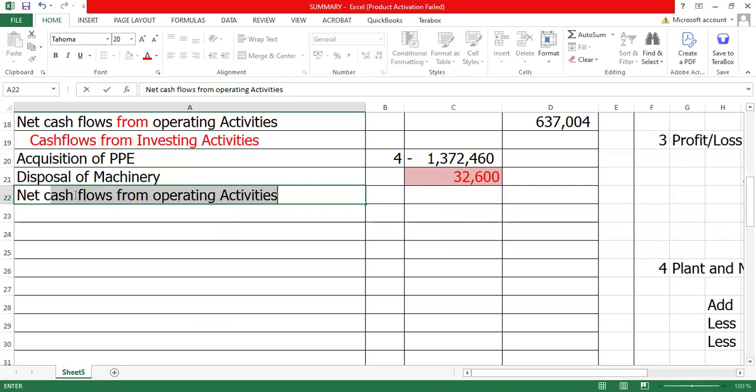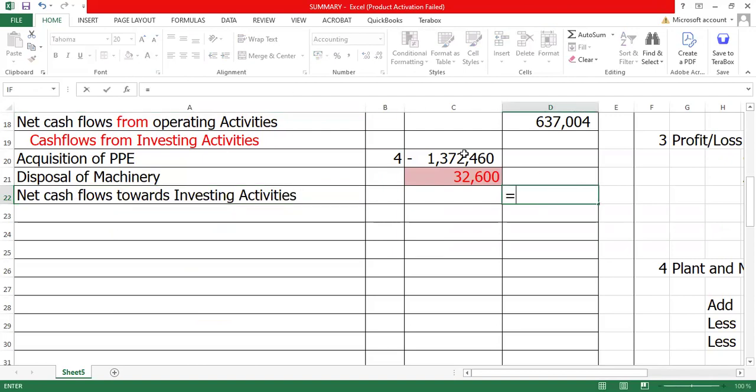What is your net cash? Net cash flows towards investing activities, because the answer is negative. When you get this negative, this plus this, the answer is negative. So that's why I'm using the word towards. Colleagues, are we on the same pace?